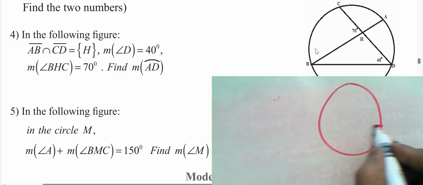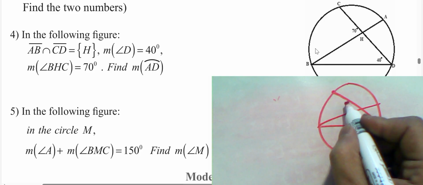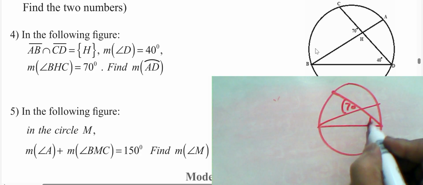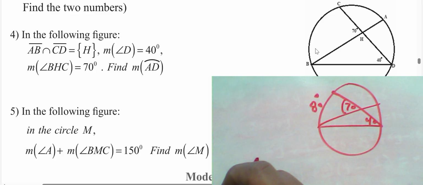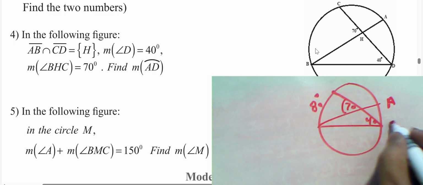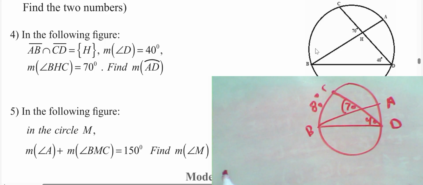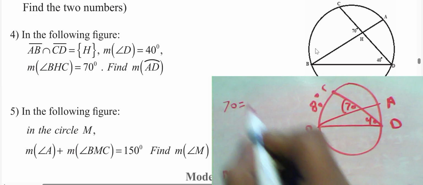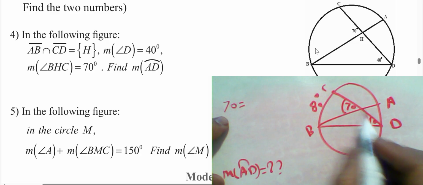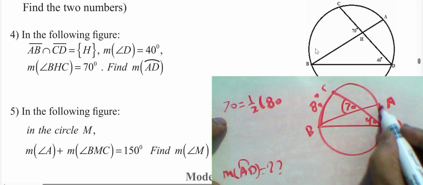Look here. We have two chords intersecting at a point. This angle is 70 degrees and this angle is 40. Then we have here 80 degrees. Now we want to find the measure of arc ED. We have here ED and B and C. The measure of arc ED, who can tell me? We know 70. We want to find the measure of this arc. We know 70 equals half the sum of the two arcs, 80 plus AD.